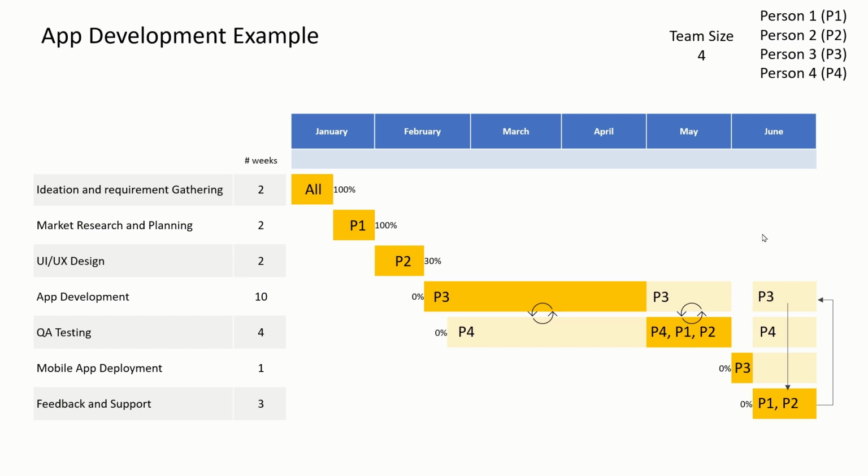Then in the last June month, we have a few things. First, the mobile app is deployed. Once it's deployed, we start getting the feedback. So we have to provide the support to our customers to work on the feedback. So person 1 and person 2 are responsible for that. But this is again a recurring process, because once you receive the feedback, you will have to pass it on to the developer who will work on it. And then the QA will test it again, and then it needs to be deployed again. So these arrows are representing that process.